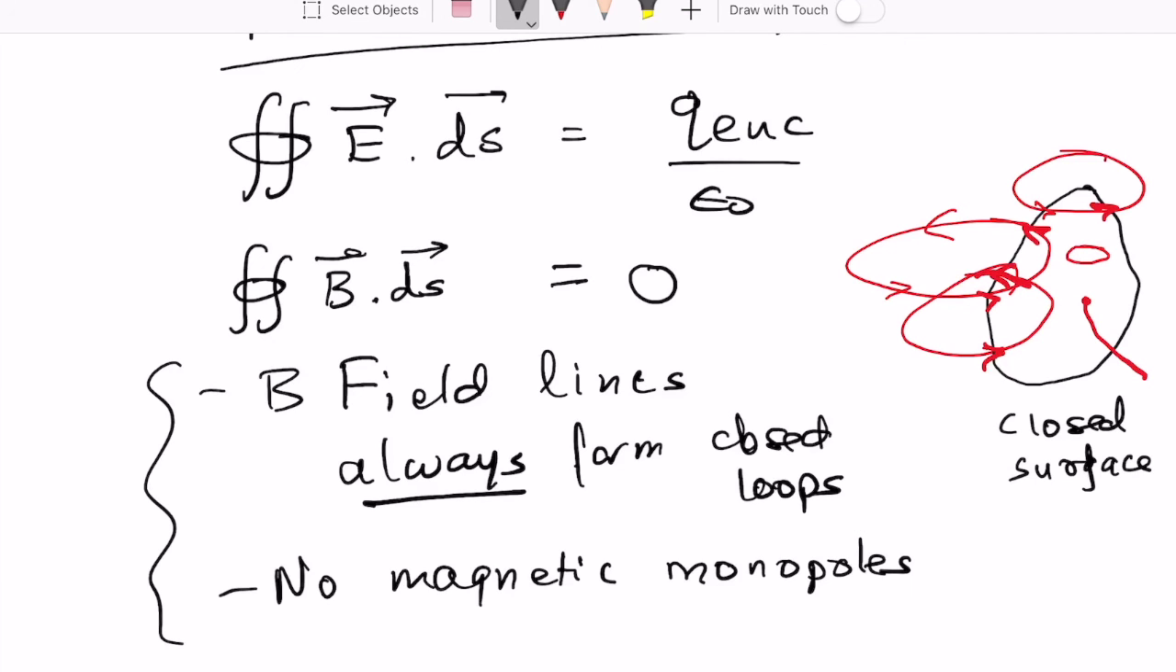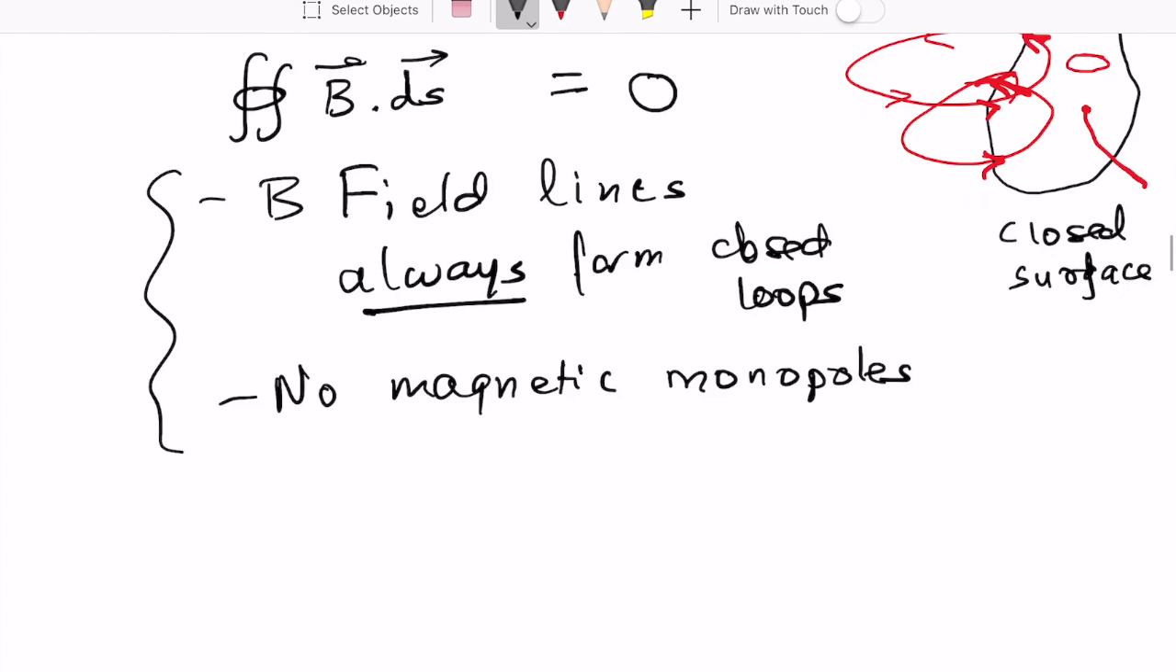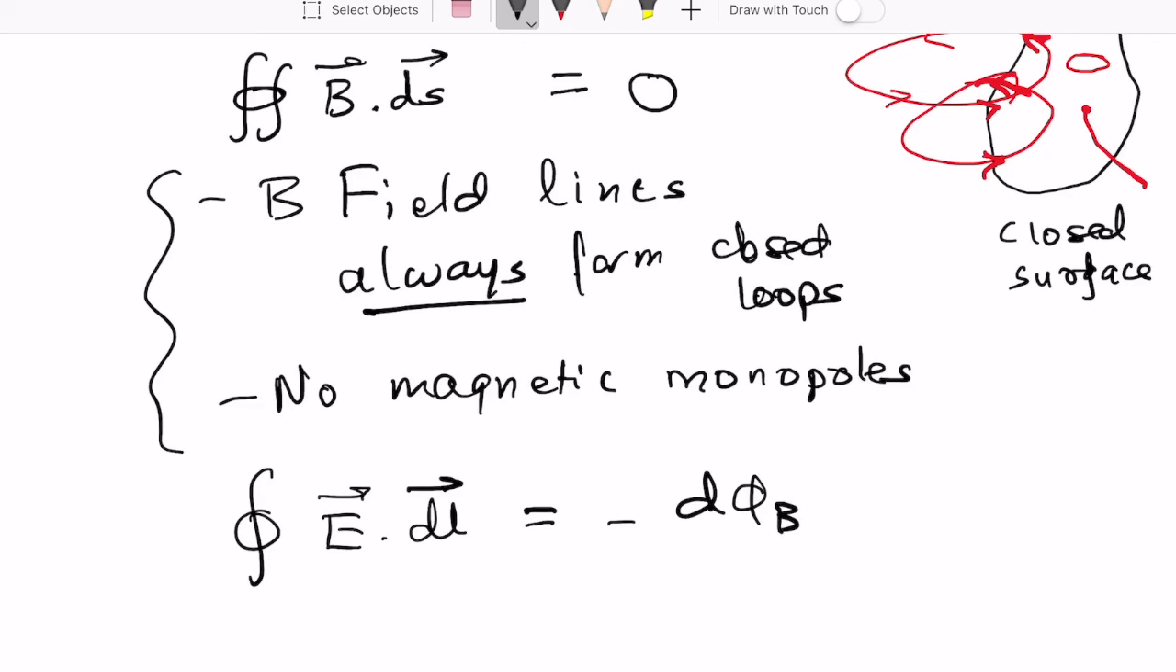So that's our second equation, right? The third equation that we learned in this chapter is this one: line integral E dot dl is equal to minus d phi b dt. And since we have two kinds of flux, magnetic flux and electric flux, I'm going to write phi b for magnetic flux and phi e for electric flux, just to distinguish between them. So this equation we've talked about in a lot of detail in this chapter. This equation is telling us that when you have a fluctuating magnetic field, it can produce an electric field, right?